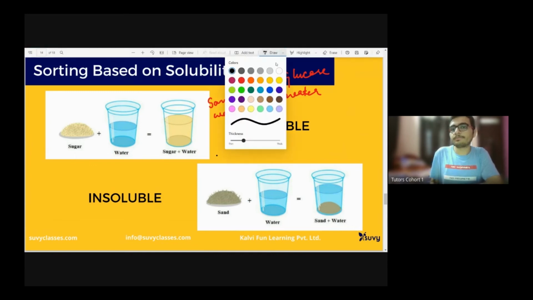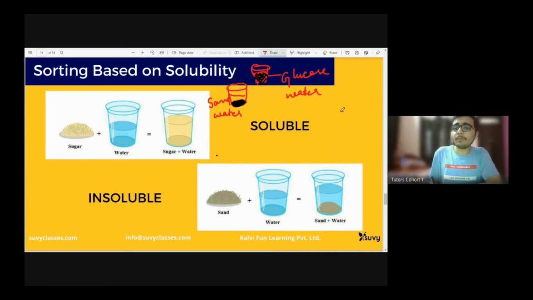water. So on that basis we can segregate, sort, and differentiate the materials into two groups. First is soluble and second is insoluble. An example of soluble was glucose, which can be seen here in the image, it's sugar. Whereas, as I just said, sand is not soluble in water.